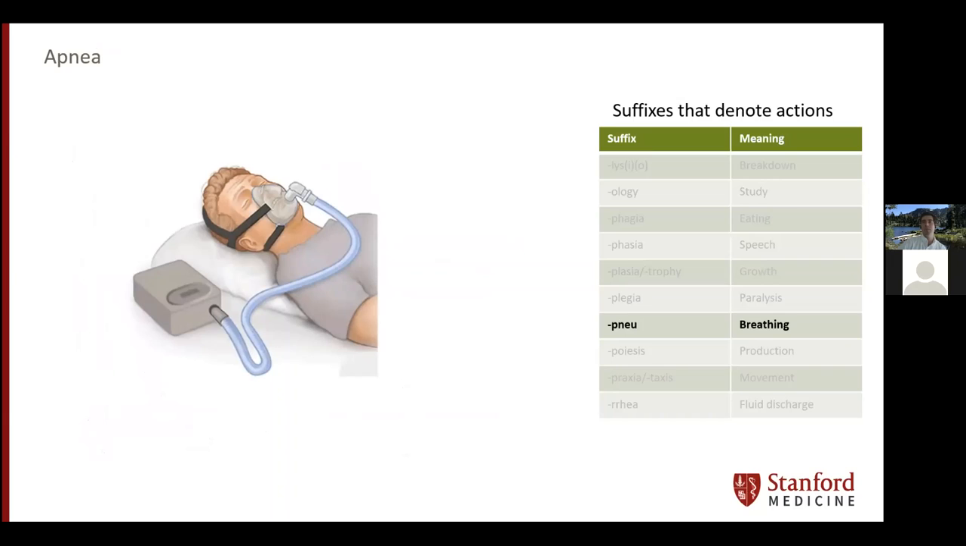And you can have apnea. So pnea refers to breathing. And so apnea is lack of breathing. And the most common cause of this is sleep apnea, where you have a soft tissue in the throat, most often due to obesity, that causes the throat to close while you're sleeping and shuts down your ability to breathe.